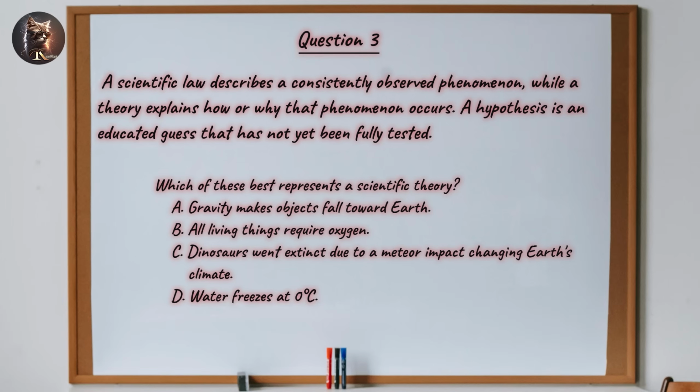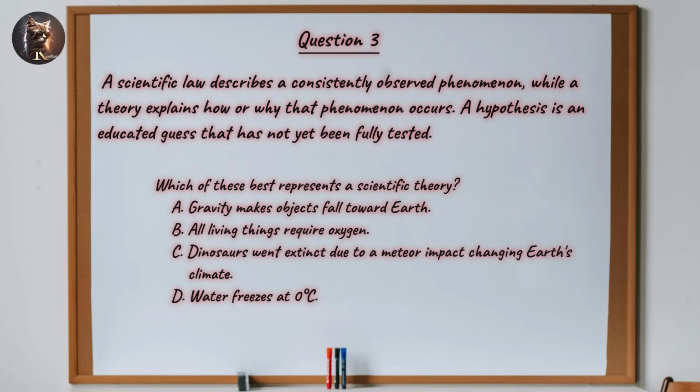Next, a theory explains how or why something happens. For example, a theory doesn't just say something happens. It tries to explain the reason behind it. Finally, a hypothesis is basically a prediction or an educated guess, something scientists think might be true, but it still needs testing and evidence. Now, let's look carefully at the question being asked.